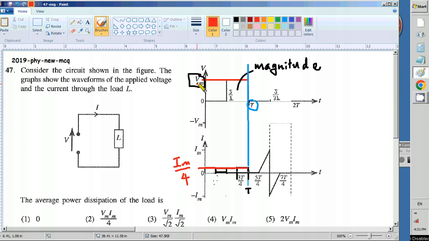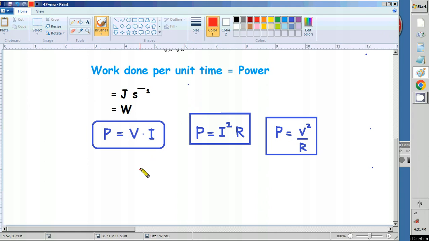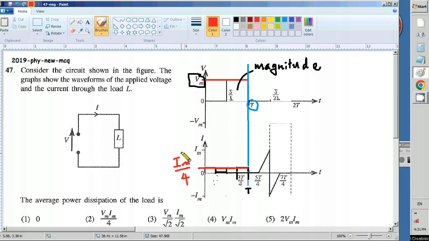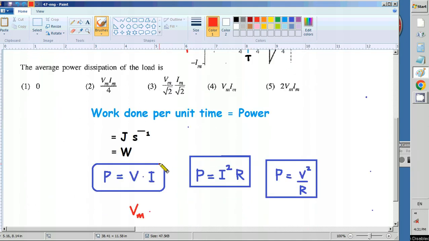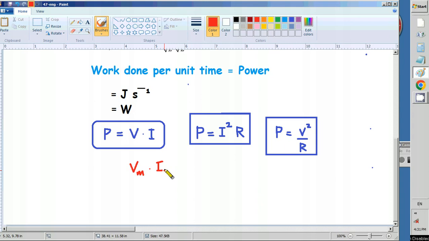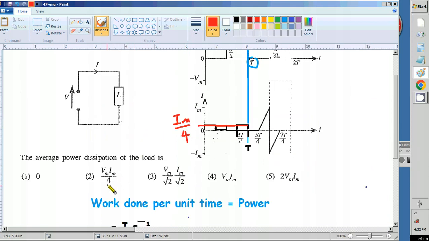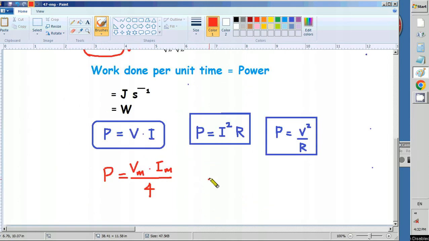Already we have done this one, V maximum. So now we know the constant values of both of these variables. So we can substitute. Instead of V, we write V, same. Then multiply by this one, I m divided by 4. So this is the result we get for power. That means this is the answer. So here you see the answer, Vm times Im divided by 4. So children, the answer is the second one.